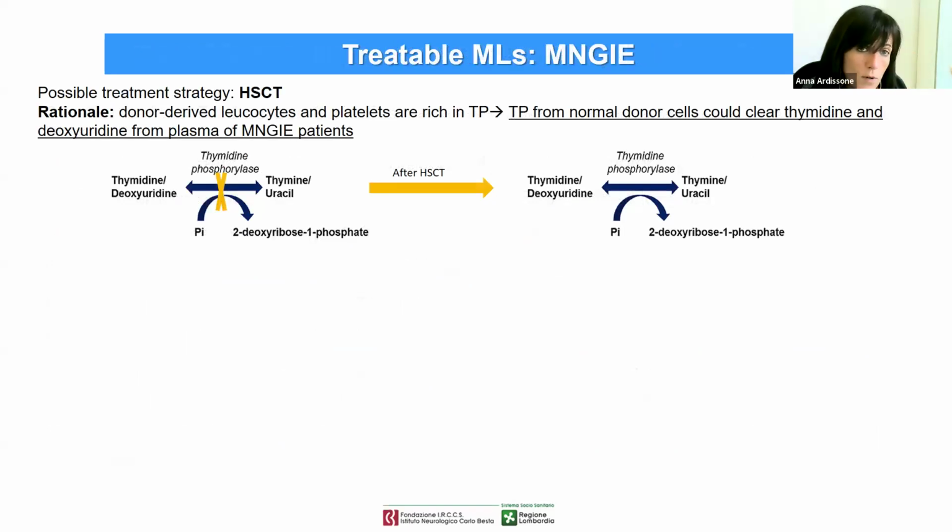Another example of hopefully treatable mitochondrial leukodystrophy is the example of MNGIE. The suggested treatment is hematopoietic stem cell transplantation, based on the idea that donor-derived cells are rich in thymidine phosphorylase, and so thymidine phosphorylase from normal donor cells could clear thymidine and deoxyuridine from plasma in this patient.